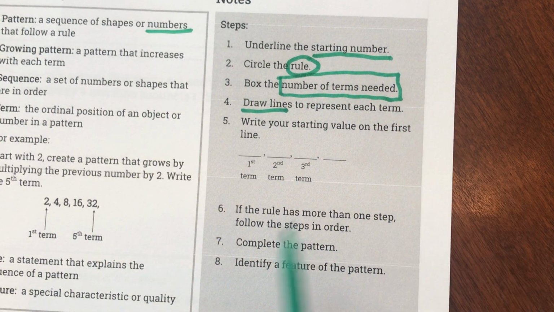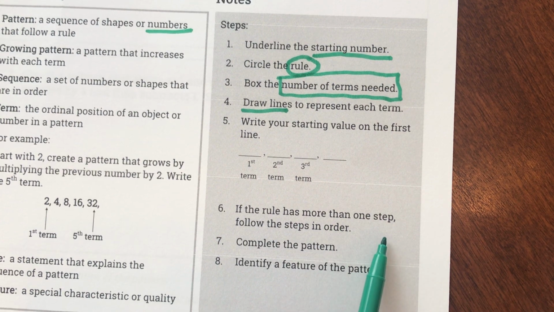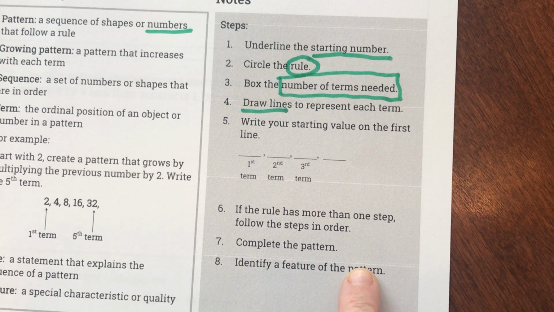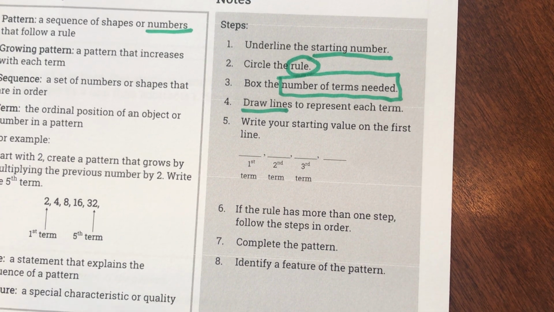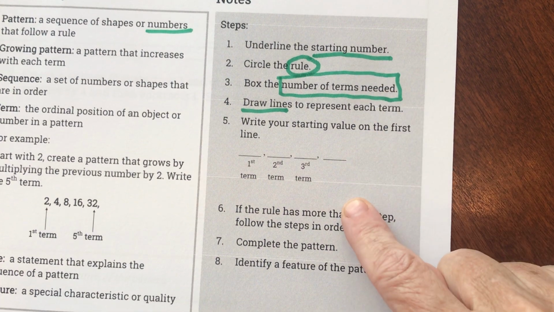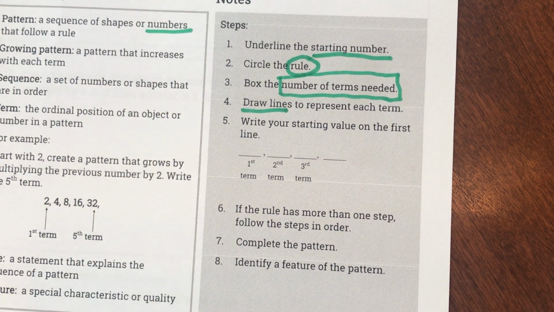It says if the rule has more than one step, follow the steps in order. You'll see this on my second example. We're going to complete the pattern and then identify a feature of the pattern. Okay, so I'm going to jump in and get started. As I'm working, ladies and gentlemen, why don't you follow my steps and see what I'm doing.